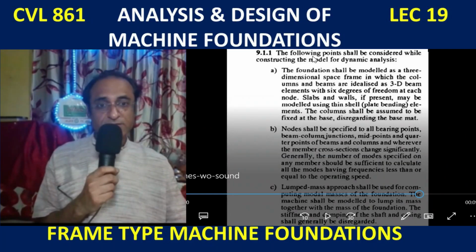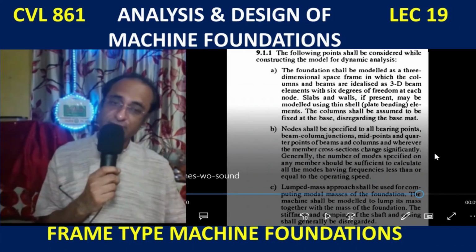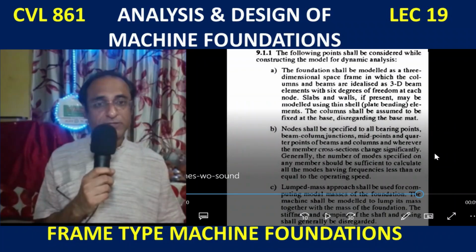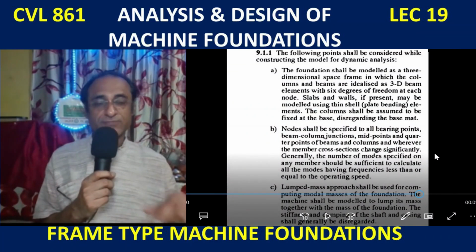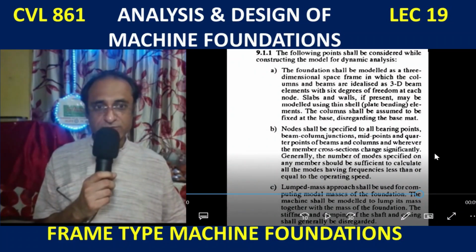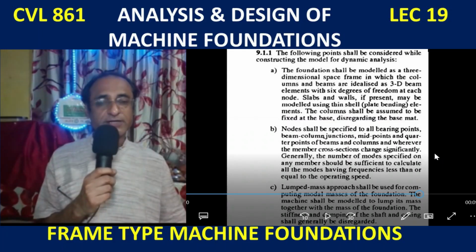Alright. So then nodes shall be specified at all bearing points, beam column junctions, midpoints and quarter points of the beams and columns, and wherever the member cross sections change significantly. So it says that we should specify nodes where there are bearing points. Even if we have one single beam, but if there is a loading point, we should discontinue in the modeling case and have nodes at those locations.